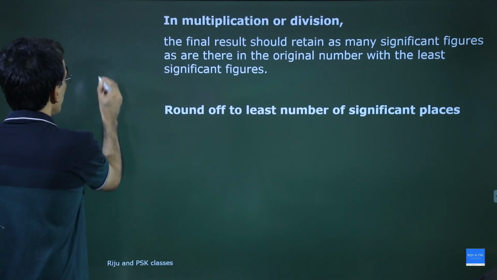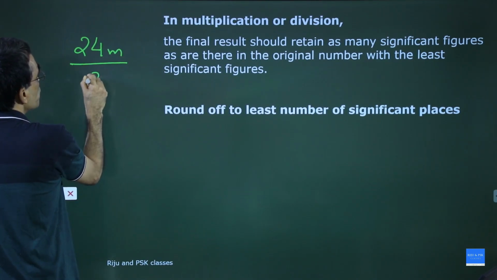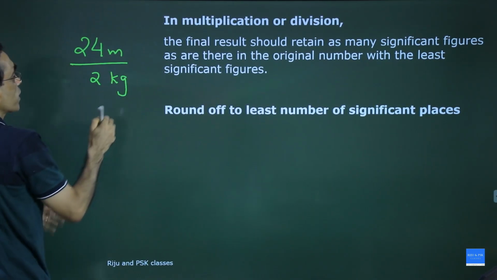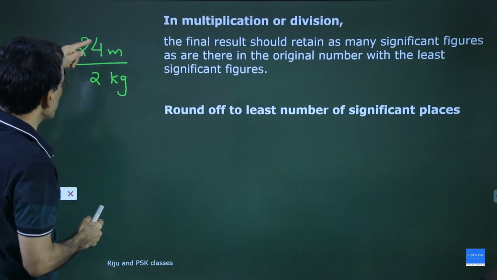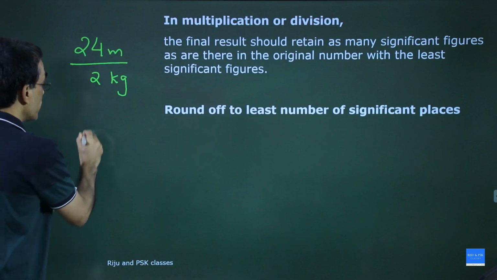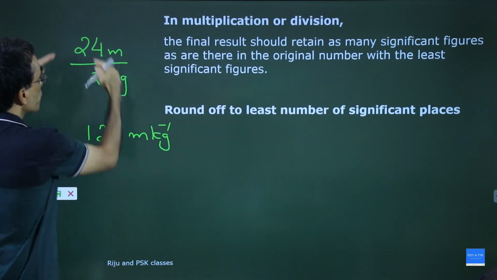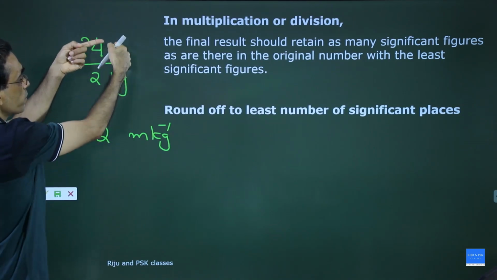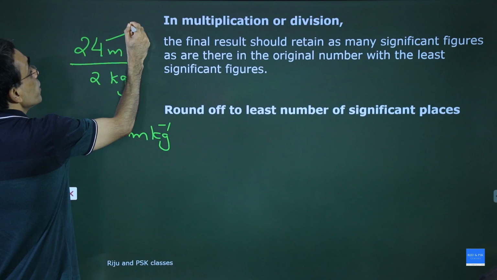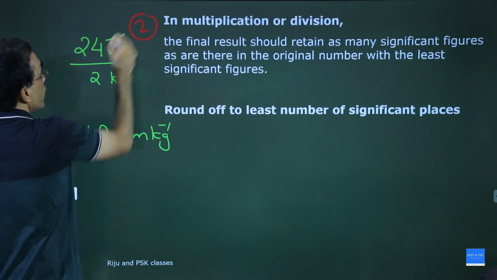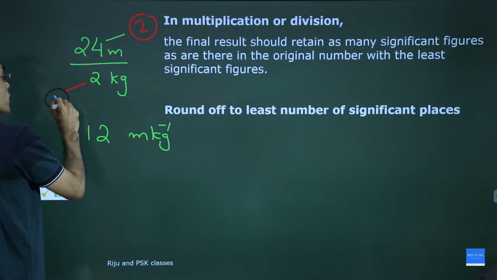What will happen if you have a number like 24 meter divided by, say, 2 kilogram? Suppose you have some mathematical calculation like 24 meter by 2 kilogram. What is your answer? 24 by 2 gives you 12 meter per kilogram. How many significant places are here? There are 2 significant places. And how many are here? There is only 1 significant place here.